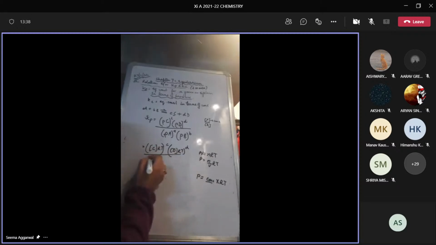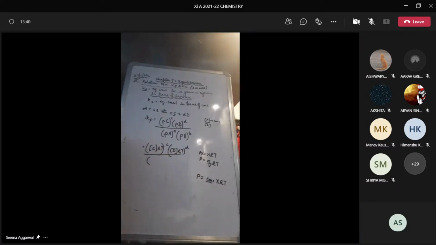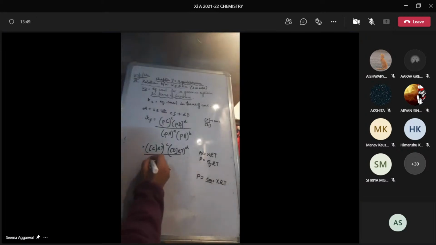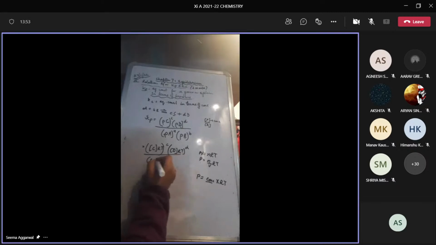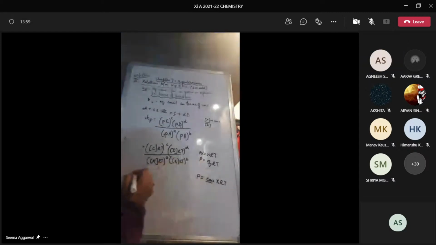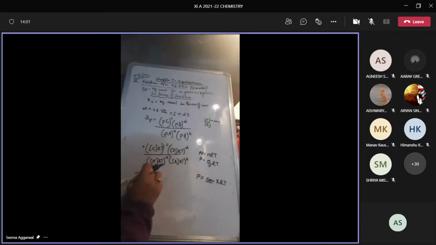Now, what should I write here, Agnish? Can we continue? Can you tell me now? Concentration of A into RT to the power small a. Then further, how to continue? Concentration of B into RT to the power small b. Here we can see in all these expressions RT is common. Can we take RT outside?